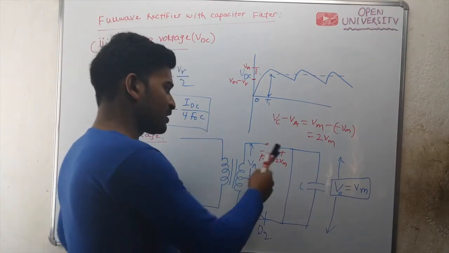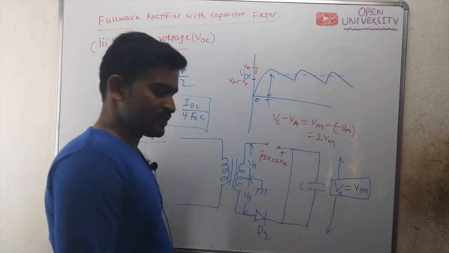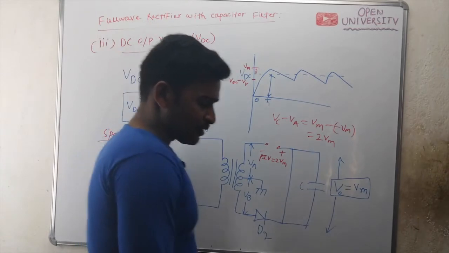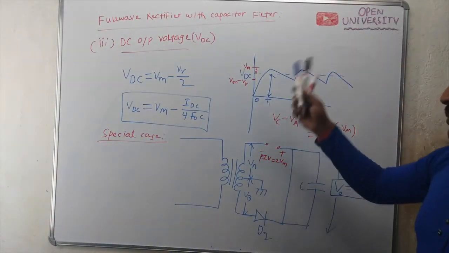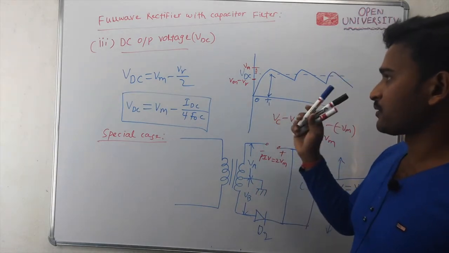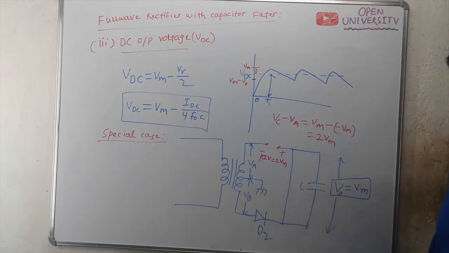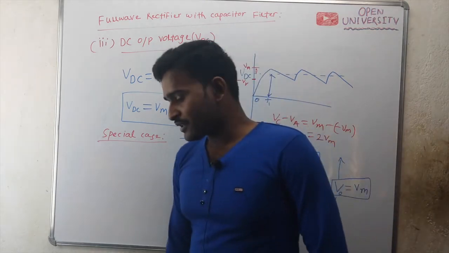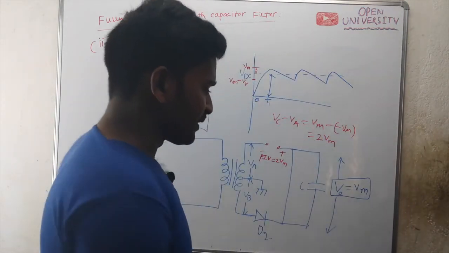So when a diode becomes reverse biased, peak inverse voltage is 2 Vm. You can remind yourself what the peak inverse voltage of your full wave rectifier without capacitor was. Peak inverse voltage was 2 Vm. The peak inverse voltage of your center tapped full wave rectifier was 2 Vm, which was a disadvantage.